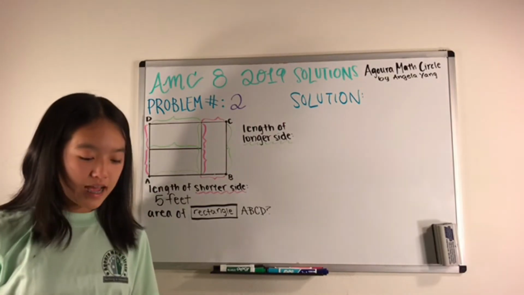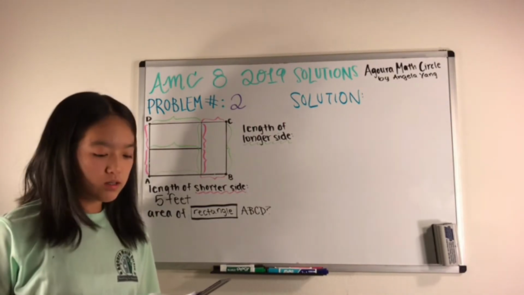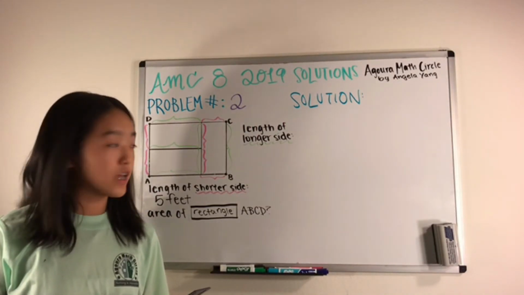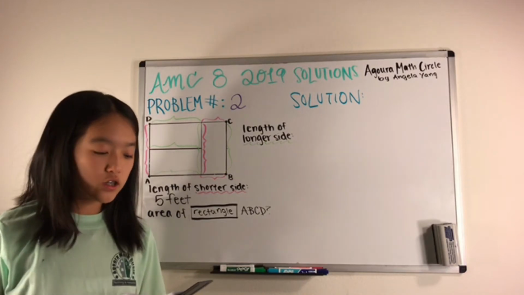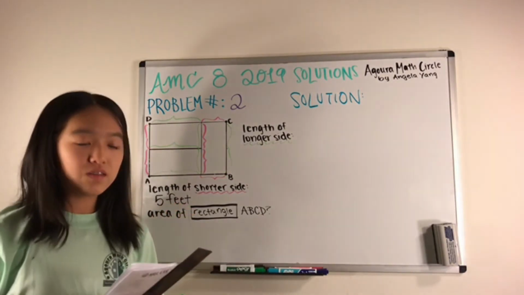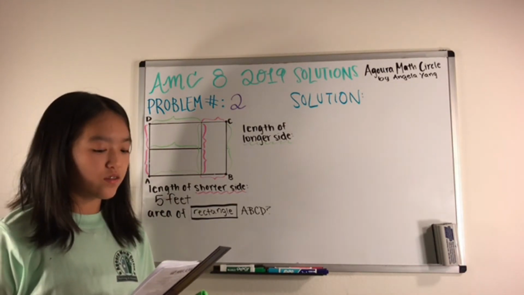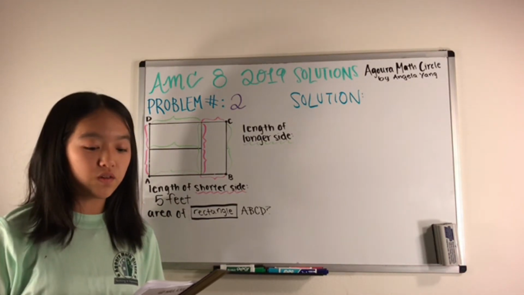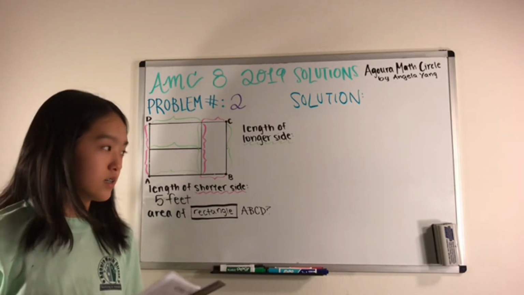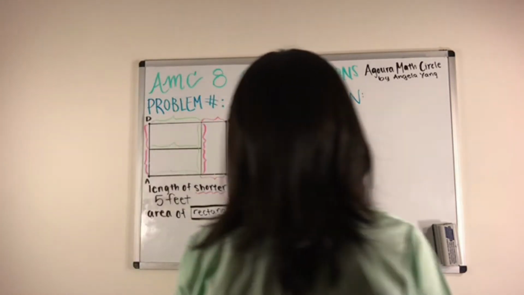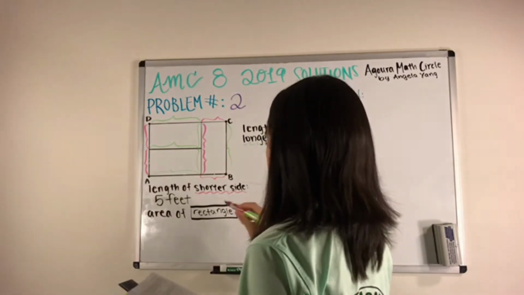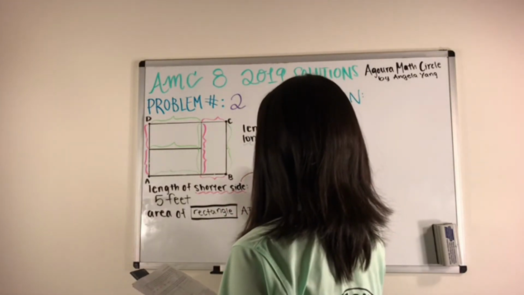Problem number 2 says, 3 identical rectangles are put together to form a rectangle ABCD, as shown in the figure below. Given that the length of the shorter side of each of the smaller rectangles is 5 feet, what is the area in square feet of rectangle ABCD? So in order to solve this, we know that the smaller side, which is the shorter side, is 5 feet.